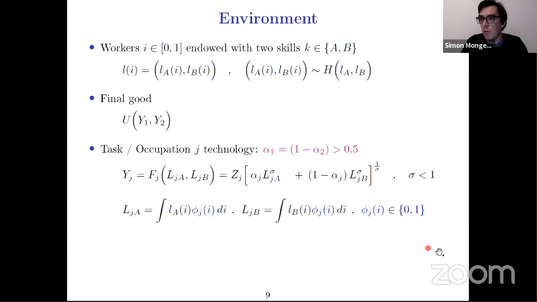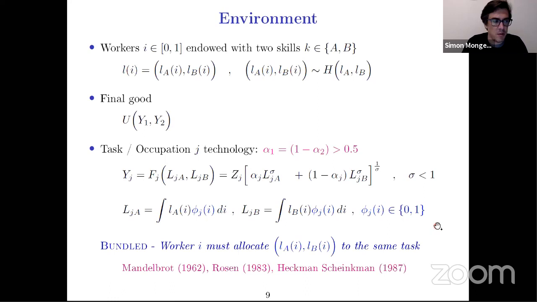So what's the constraint which is going to drive all of the action in this paper, which we're excited about and think is really interesting? The constraint here is technological, and it says that workers are bundles. It says that worker i must allocate their skill A and their skill B to the same task. They can't split up the bundle of their skills, allocate their skill A to occupation one, which is hungry for skill A, and allocate their skill B to occupation two, which is hungry for skill B.